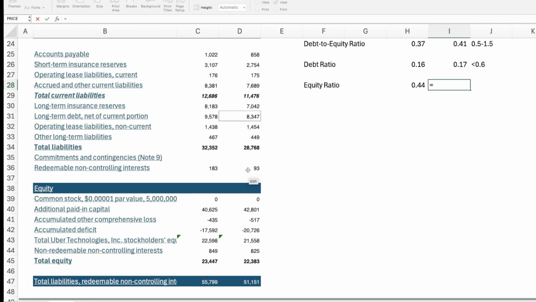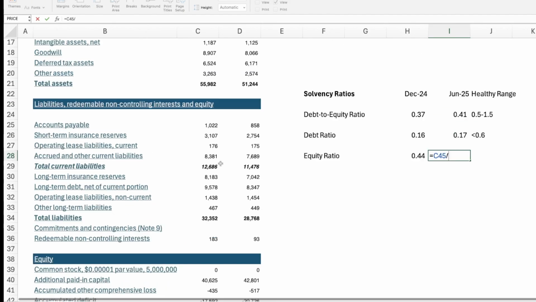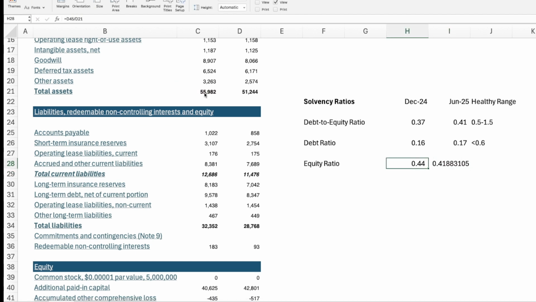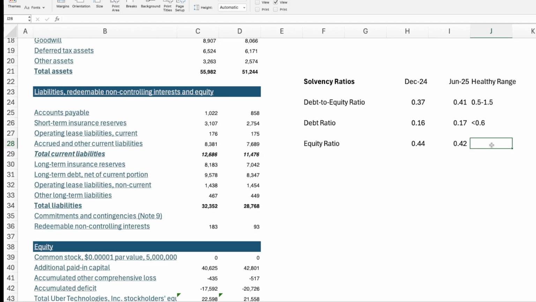Let's do the same for the next year. And we can see this is trending downwards. A healthy range for this is above 0.4, and it closed here at 0.44 and it's going further down. So maybe you'd want to see this reverse, because once it gets below 0.3, you'd think that's a thin equity cushion and that could be problematic.